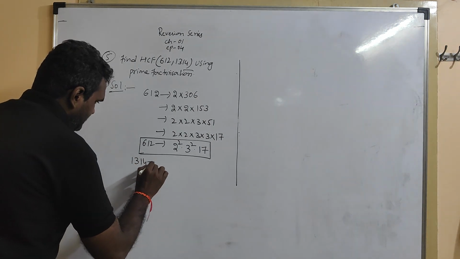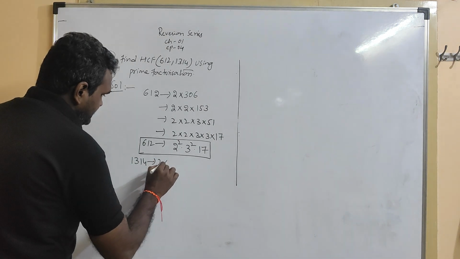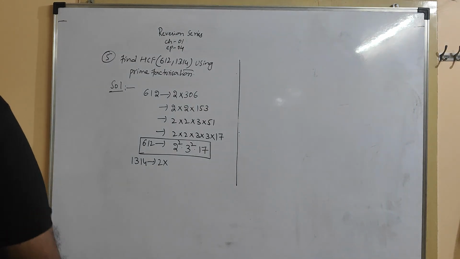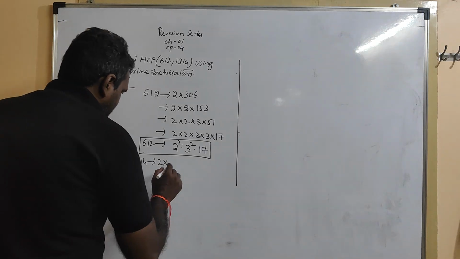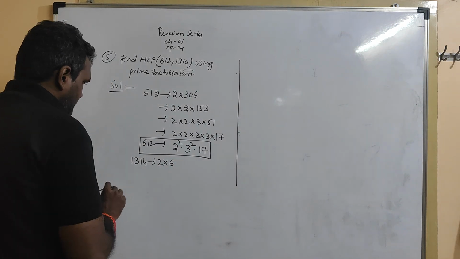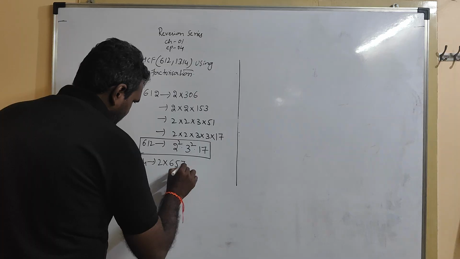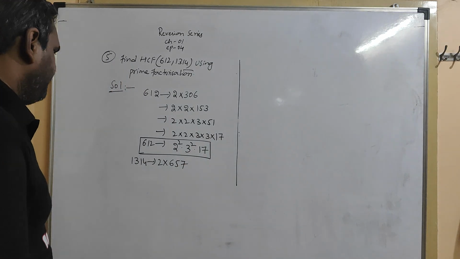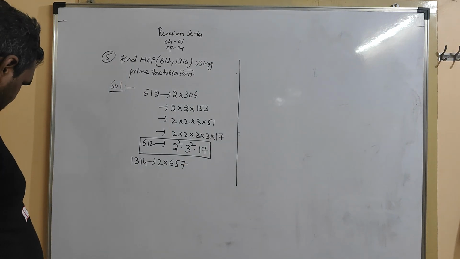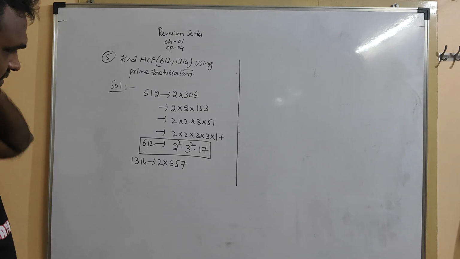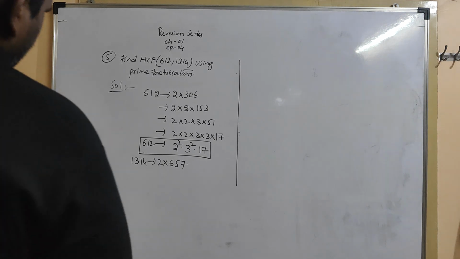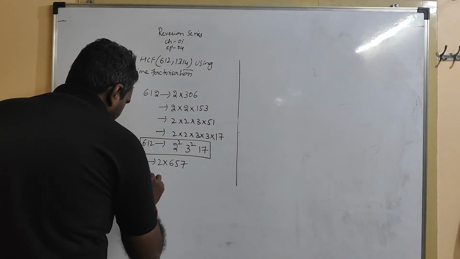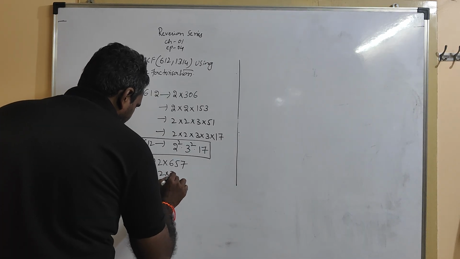1314. 1314 units digit is having 4. So 2 table it will go. How many times it will go? 657. Correct? 657 times it will go. Correct or not? Then check. Add the digits, what you will get? 6 plus 5, 11. 11 plus 7 is 18. 18 means 9. So 3 table it will go.